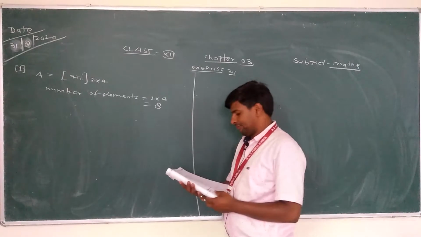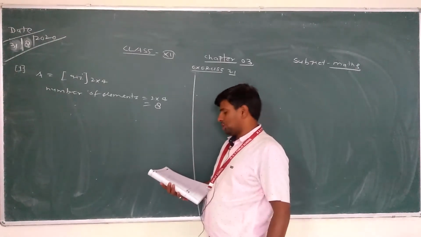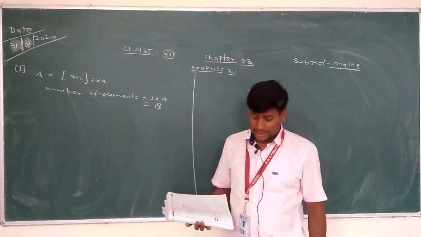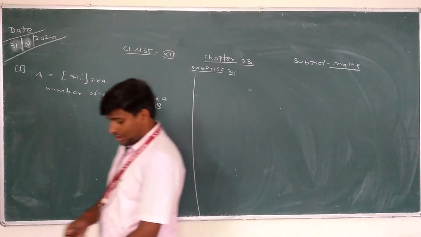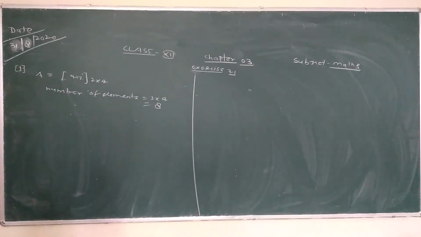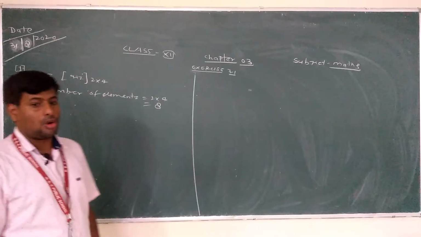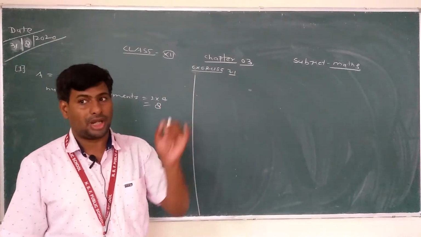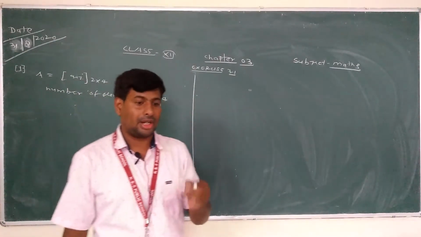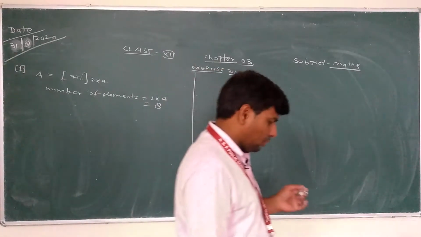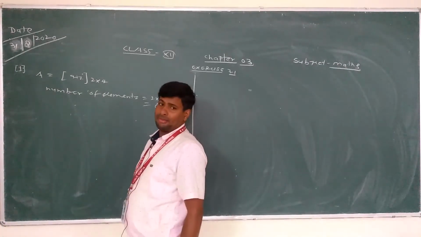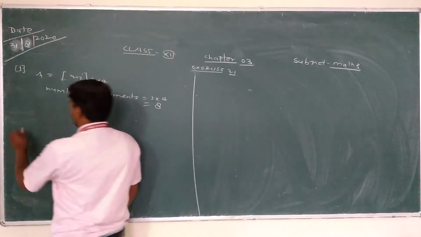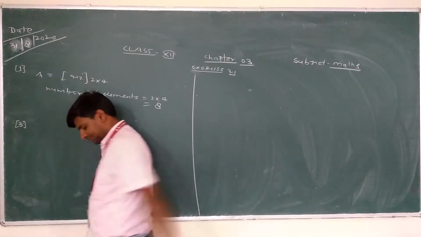Next is question number 2. Find the unit matrix of order 4 cross 4. According to the definition, a unit matrix is a matrix in which all diagonal elements are one and the remaining elements are zero. 4 cross 4 means 4 rows and 4 columns. So you can easily construct it by the definition of unit matrix.